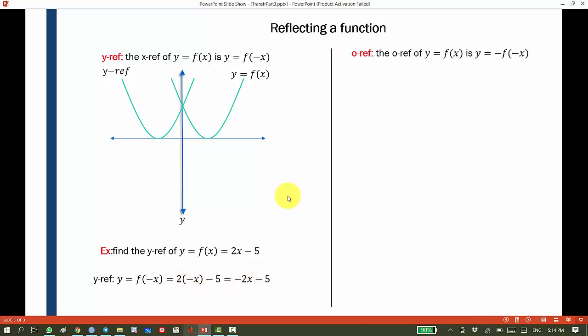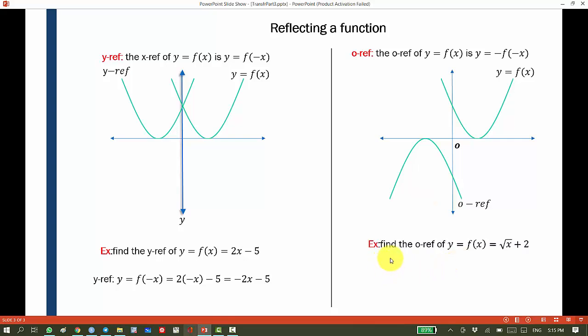In order to get the Oref, what we do is we multiply the function by -1 and we replace x with minus x. That is, we apply the Xref and Yref simultaneously, and as a result, we get the O reflection. For example, consider this parent function here with the equation y is equal to f of x. Then the O reflection of this function is this function, which is the X reflection of the Y reflection, or the Y reflection of the X reflection, or we apply the X reflection and the Y reflection simultaneously in order to get the O reflection.